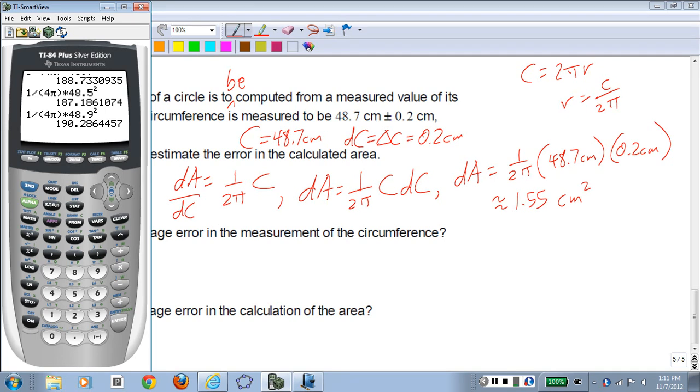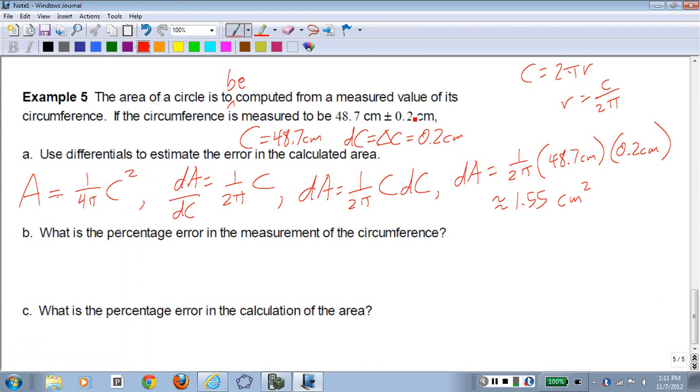So this is an estimate of how far off the calculated value of the area is going to be based on how far off our measured value is. What is the percentage error in the measurement of the circumference? Is this just horrible that we're measuring the circumference of this cross-sectional area, this tree cross-section, and we might be off by as much as 1.55 square centimeters? Is that horrible? Or is that pretty good? That's what you're doing with it. Well, I guess it could depend on what we're doing with it.